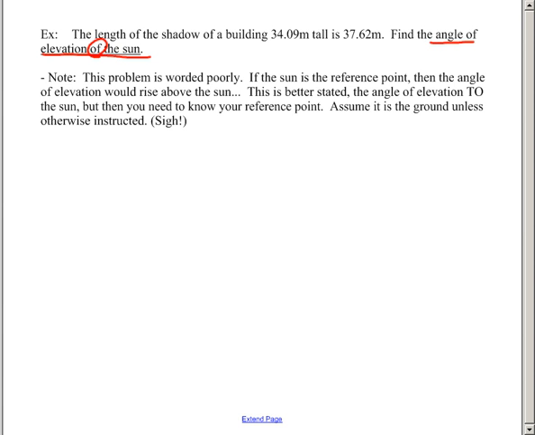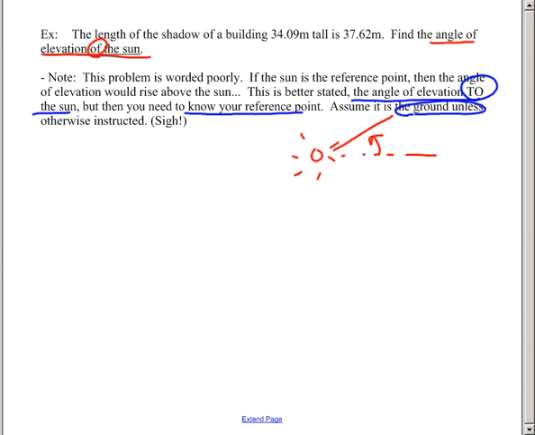I want you to think about that a minute. If we had the sun shining and it was our point of reference, the angle of elevation would go up from there. That is not at all what they needed to say. What they needed to say, or better stated, is the angle of elevation to the sun. And then at that point, you need to know your reference point. That is assuming from the ground.